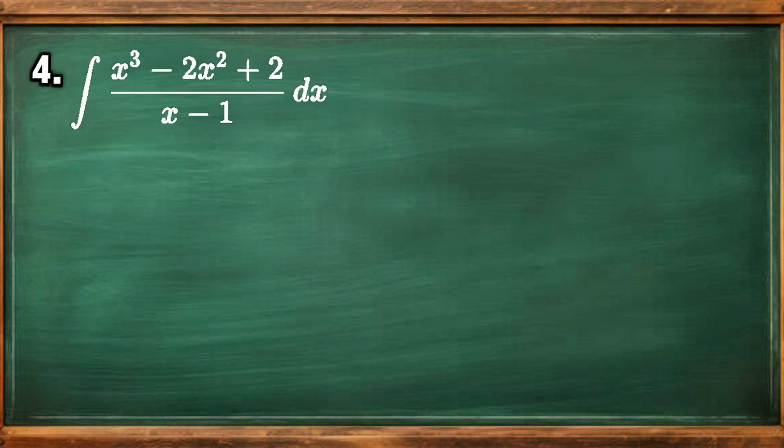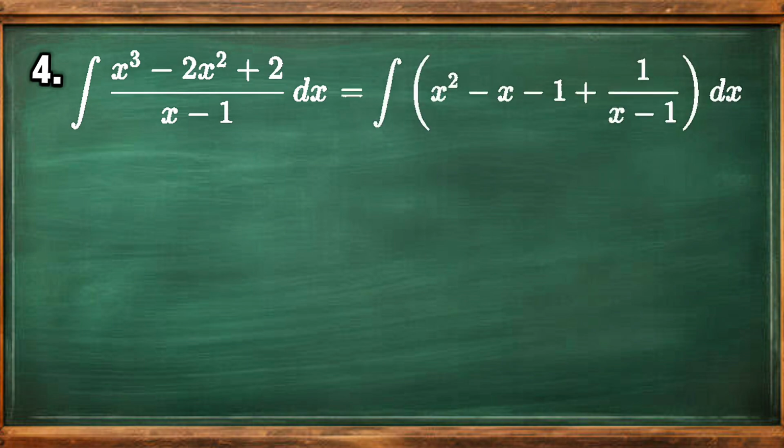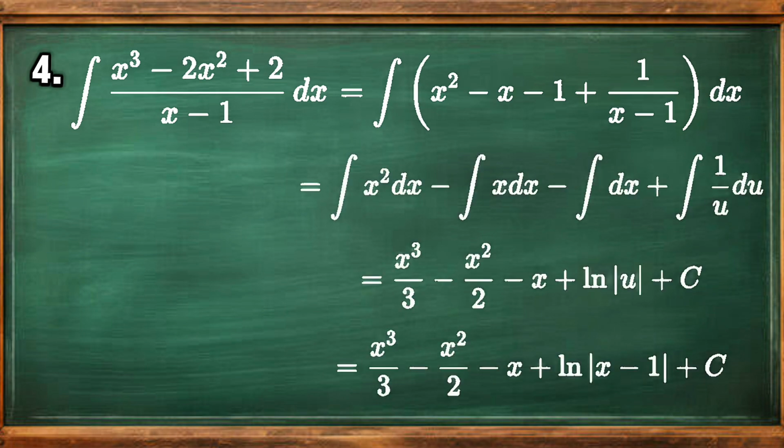For the integral of x cubed minus 2x squared plus 2 over x minus 1, we divided the polynomials, and that's why we get x squared minus x minus 1 plus 1 over x minus 1. Then, we integrate each part. That's why we get the value of integral of x squared dx is equal to x cubed over 3. Then integral of negative x dx is equal to negative x squared over 2. Then integral of negative 1 dx is equal to negative x.